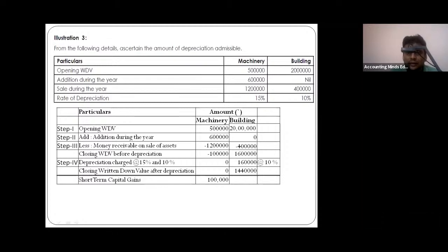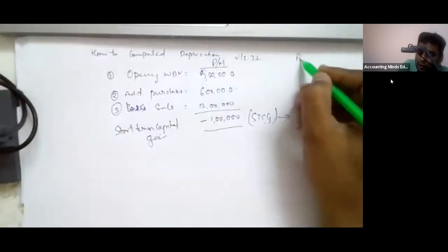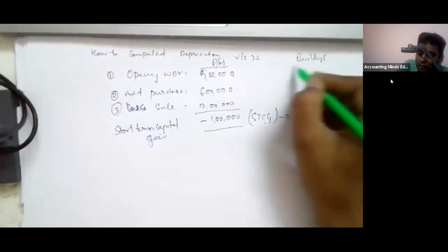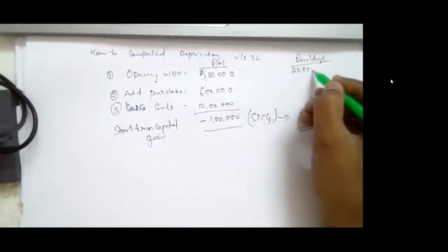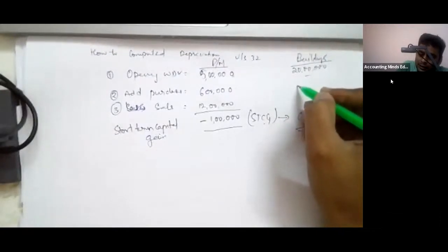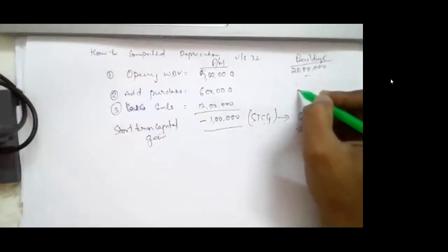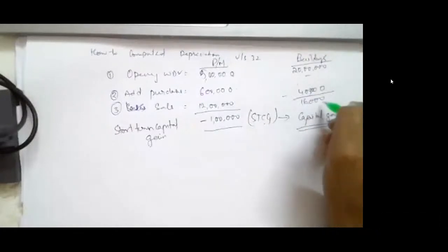Now, let me do it for the other machine. Okay, this is for plant and machinery, right? For building, what did you do? For buildings, what was the opening WDV? 20 lakhs. Were there purchases? No, sir. Were there sales? 4 lakhs were the sales. So what is the written down value? 16 lakhs. Correct?